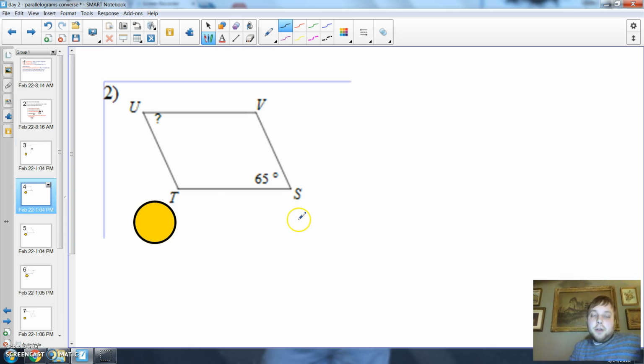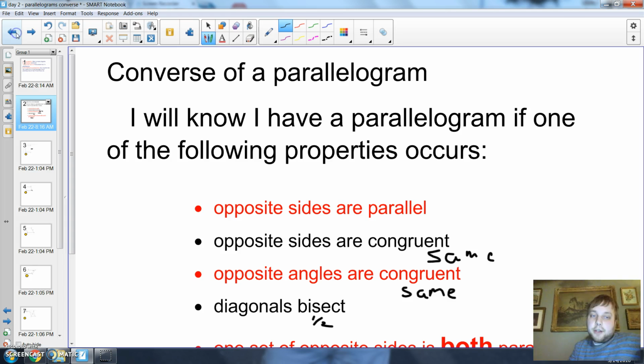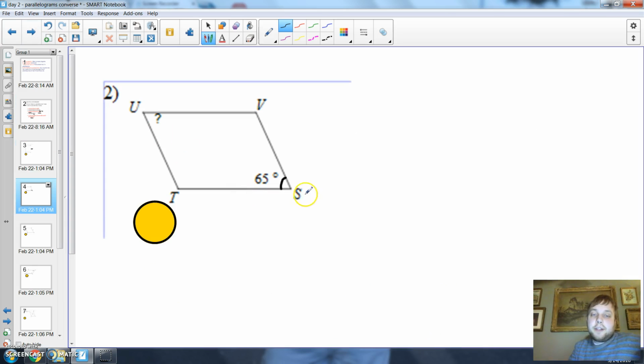Moving on. What about this one? If this angle is 65, what do I know? I'm going to go back to the rules. Opposite angles are the same. So I need to find the opposite of this. The opposite angle is here, so that's got to be 65 degrees. Big difference between angles and sides, guys, if you haven't learned that yet. Big difference.